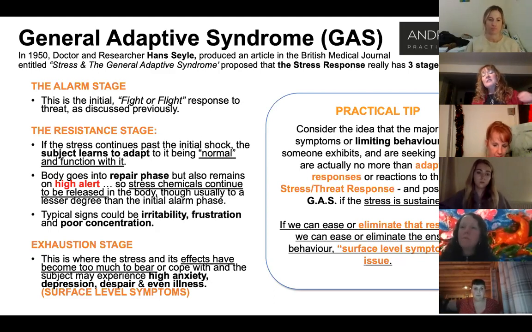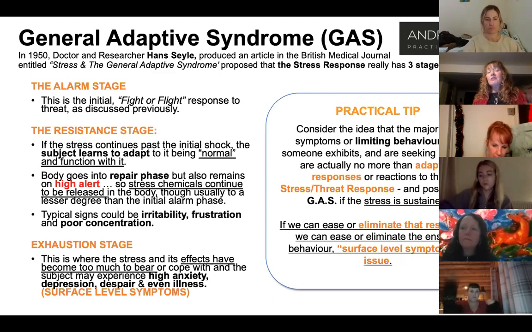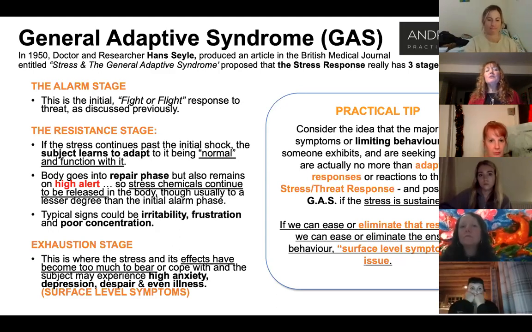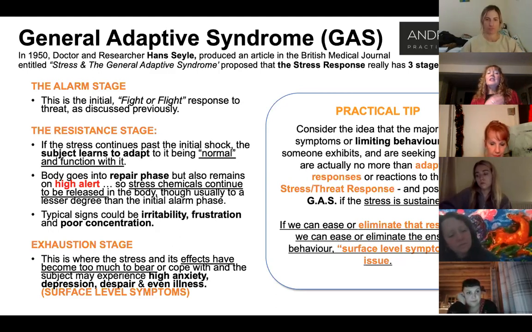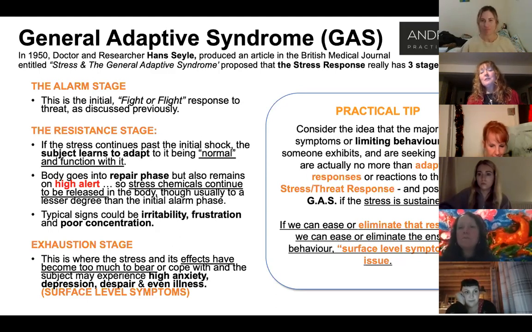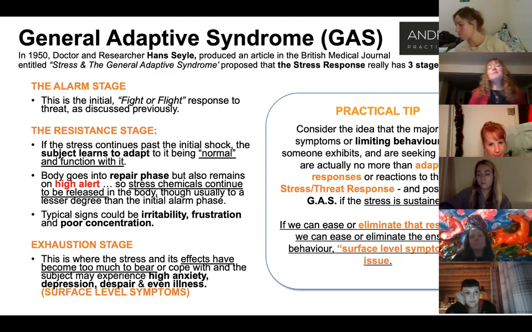But he then says it goes to the next stage, which is the resistance stage. So that's when the stress actually carries on. Where normally the parasympathetic nervous system would calm the system down and take it back to normal, in actual fact, it doesn't completely. You retain some of those elements of the stress response. What actually happens over time is that the individual learns to adapt to feeling that way. So feeling stressed becomes normal. I'm sure you've all heard people say, oh, I'm just an anxious person, or I've just got OCD. It's almost like they accept that's part of their makeup, so it becomes something that they essentially live with.